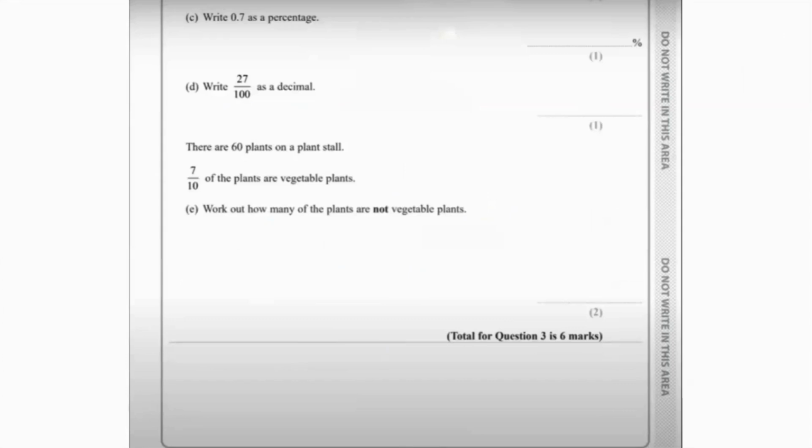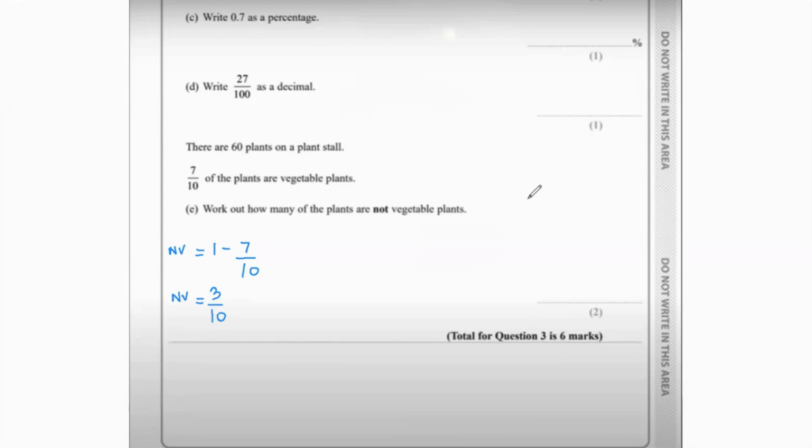Then it says that there are 60 plants in a plant stall. 7 over 10 of the plants are vegetable plants. Work out how many of the plants are not vegetable plants. So out of the 60 plants, 7/10 are vegetable plants. To figure out how many are not vegetable plants, we will subtract 7/10 from 1 first, because from one whole of the plants, 7/10 are vegetable plants. So that means 3/10 are going to be not vegetable plants.